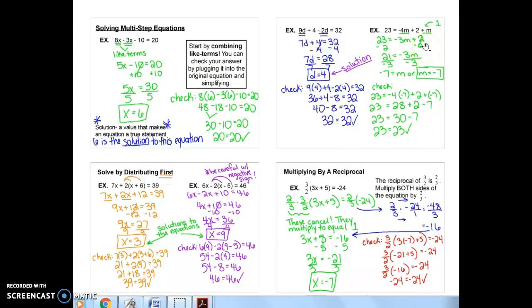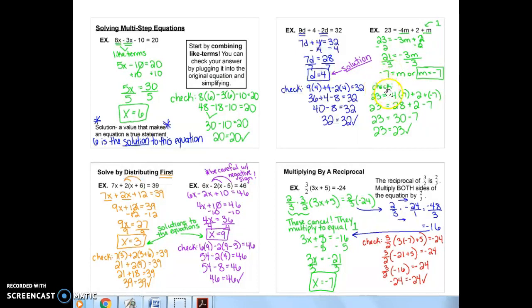Now I'm back to a two-step equation again. So I have a positive 2. I'm going to subtract it to the other side. I bring down my negative 3m. 23 minus 2 is 21. Now my final step here is to divide by a negative 3. That leaves me with my value of a 1m, which is what I wanted. And 21 divided by negative 3 is a negative 7.